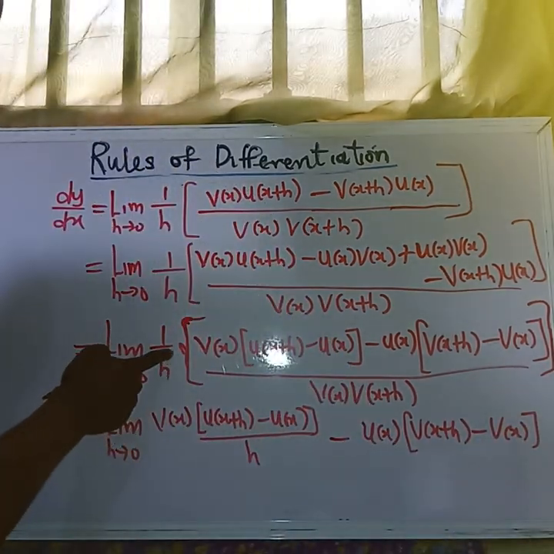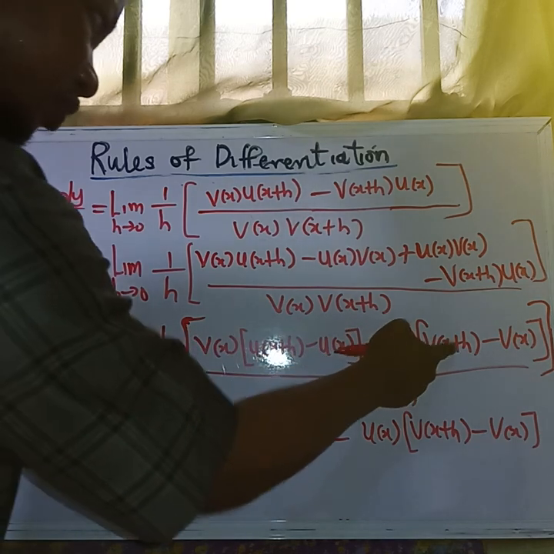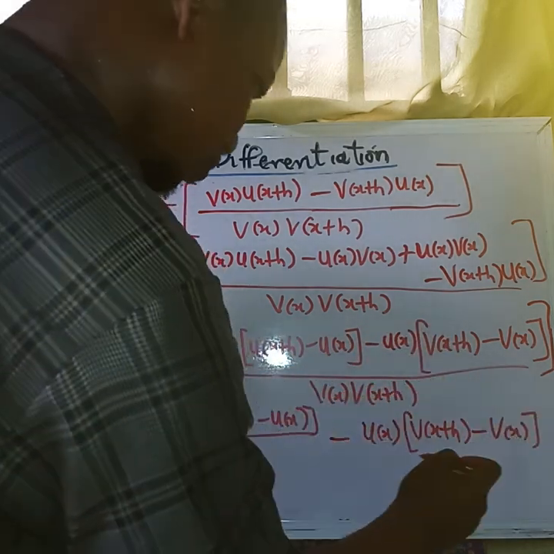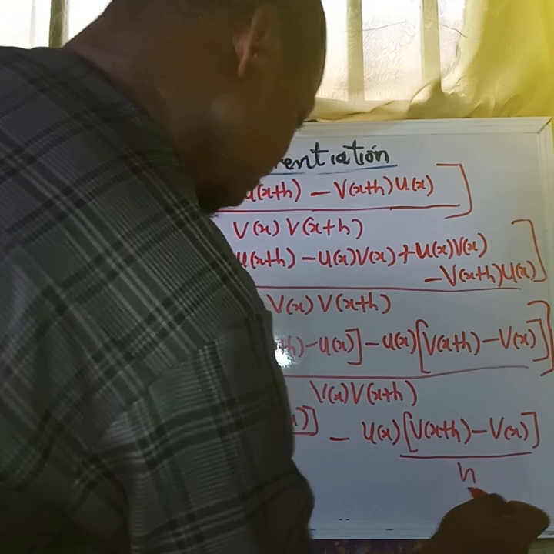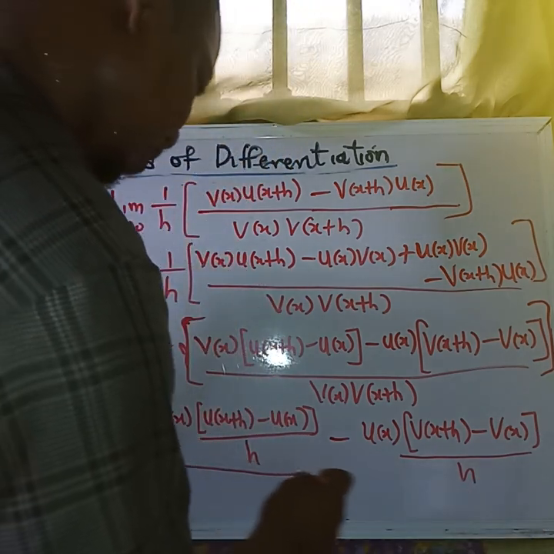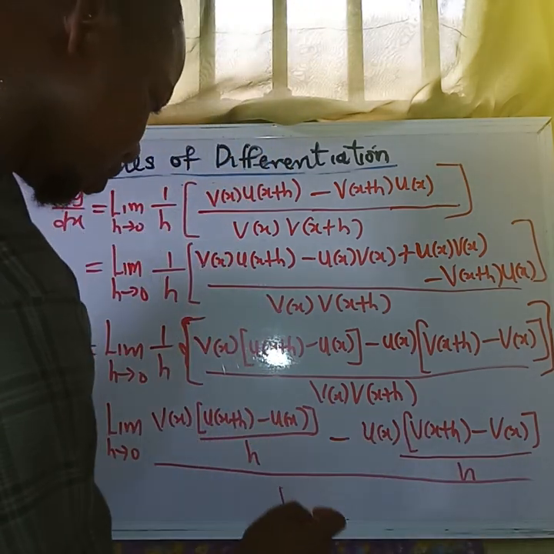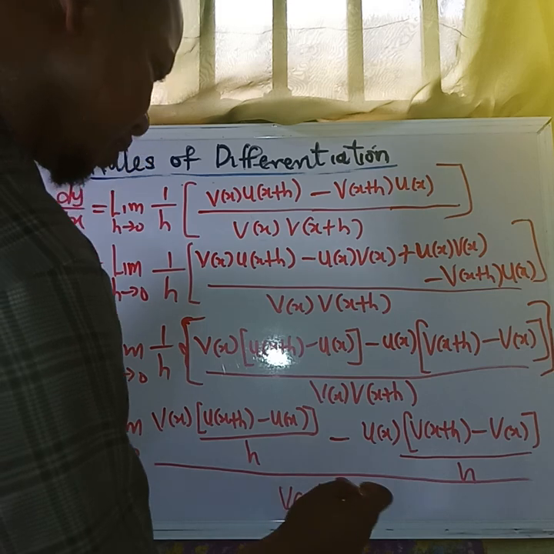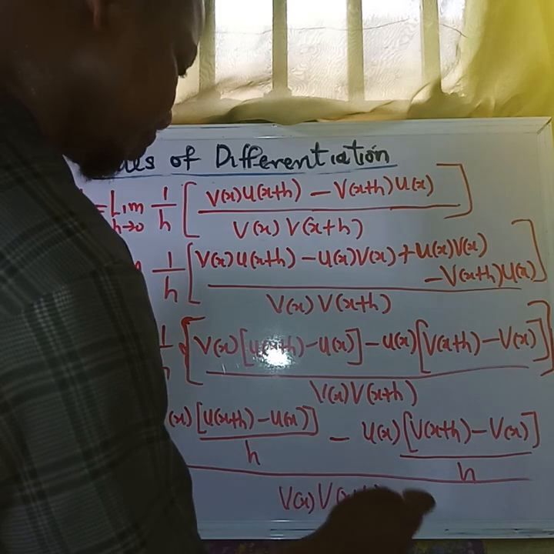We are opening a bracket here, so this term also goes with this, and this will be over h. So everything here is over this denominator, which is v of x plus h.